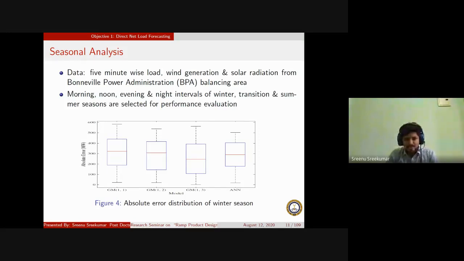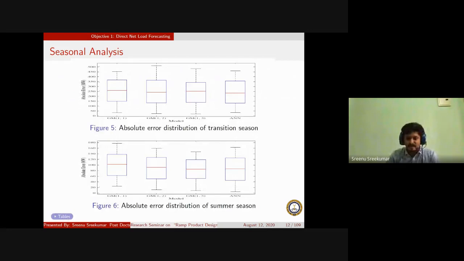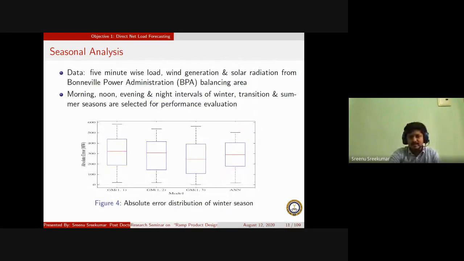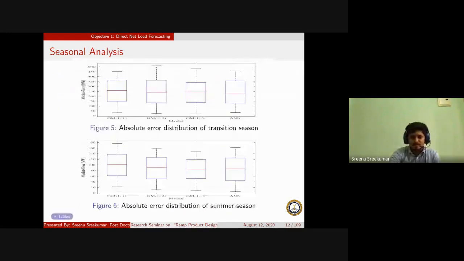Figure 4 shows the performance of the proposed models in the winter season, figure 5 shows the performance in the transition season, and figure 6 shows the summer season. We can observe that in all seasons, the proposed DGM13 model outperforms all other models.